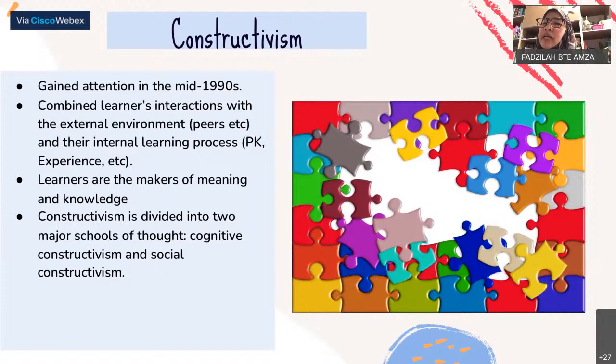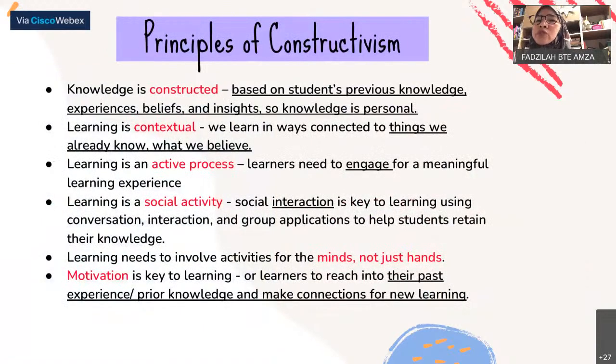And they believe that learners are actually the makers of meaning and knowledge. Learners make meaning by integrating whatever they have, their prior and previous knowledge, into the new things they want to learn. There are actually two types of constructivism, cognitive constructivism and also social constructivism, which I will explain later. So these are a few principles of constructivism.